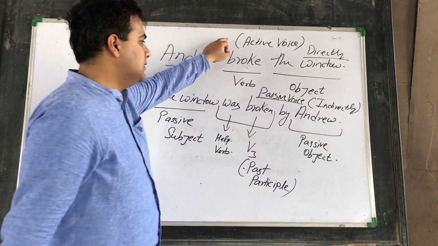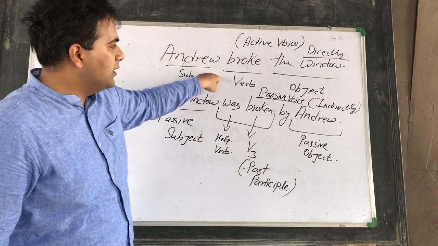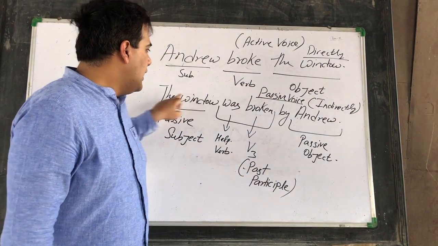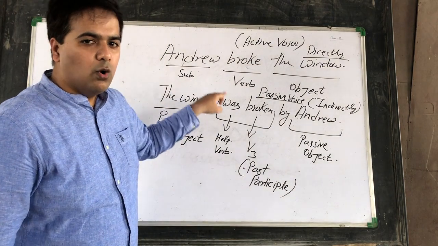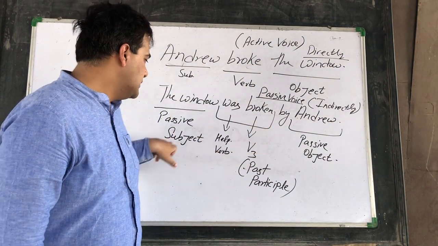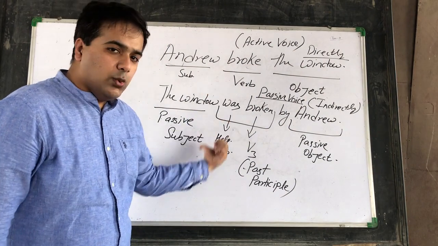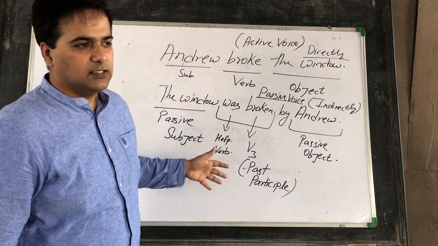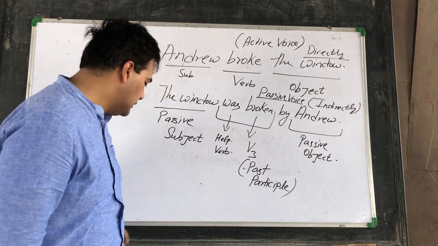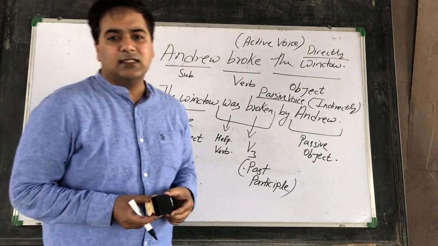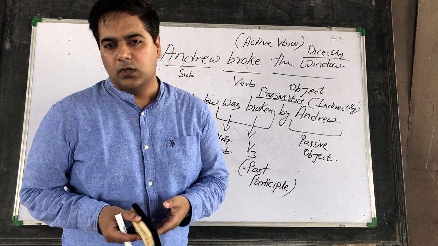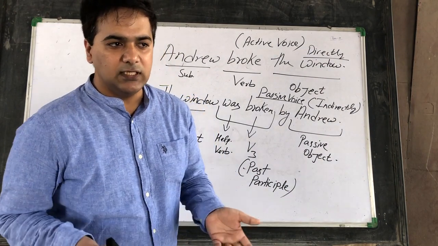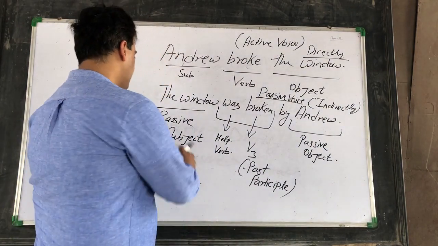So the first sentence is the active voice, where the subject is doing the work directly: Andrew broke the window. In the second sentence, the window was broken by Andrew, the subject is doing the work in an indirect manner. This is the basic difference between active and passive voice. Now the question arises in our mind, how can we convert an active voice sentence into a passive voice sentence? So we will see what steps we have to follow.